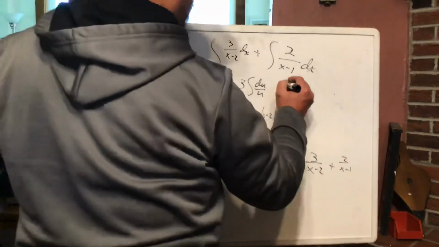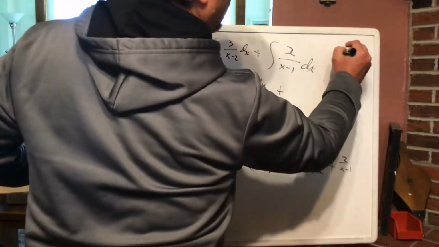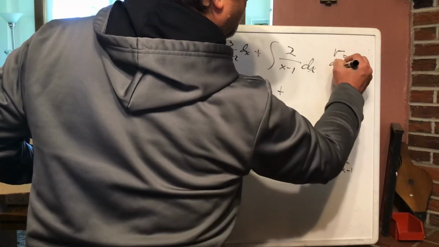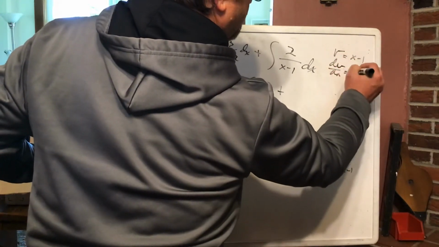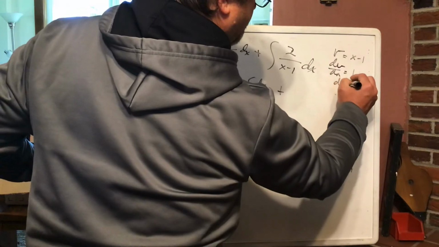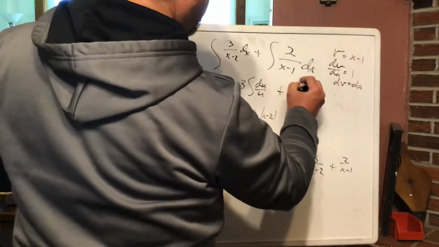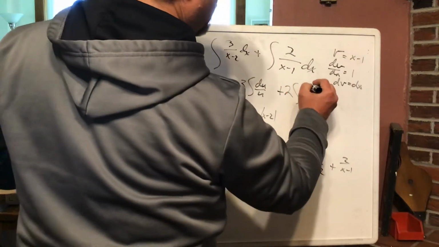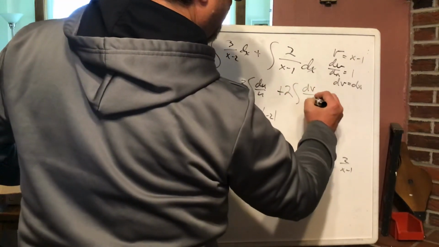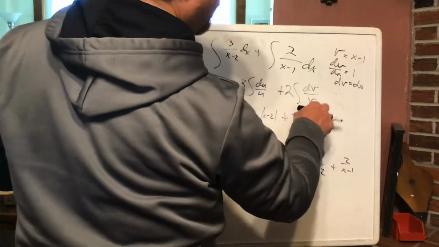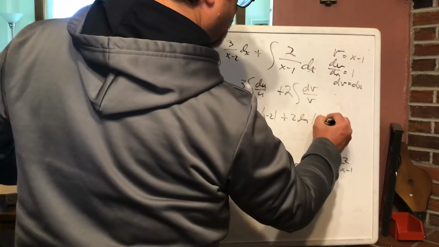And the second one, use a different variable, I'll use v equals x minus 1. dv dx is then just 1, so that means dv is going to be equal to dx. And so that integral becomes 2 times dv over v, which integrates to just 2 natural log of v, but v was x minus 1.